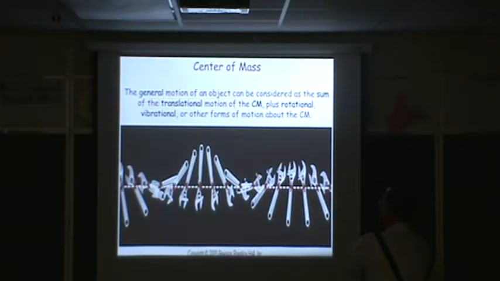Again, I think I got this one out of your textbook. They're trying to show you the center of mass with, guess what, let's pop this up to Chuck. Let's check with Chuck.